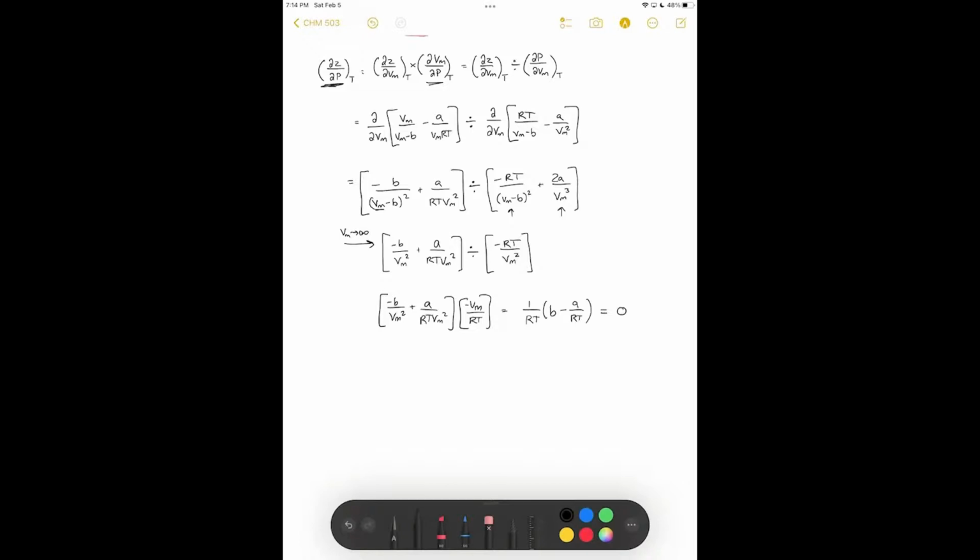So if we set this equal to 0, we can rearrange this and find that B is equal to A over RT, and then we can say that T is equal to A over RB. And we'll put a B here for the Boyle temperature. This is the temperature at which we predict the compression factor to be 1, and the slope of the compression factor to be 0 for a large range of pressures.